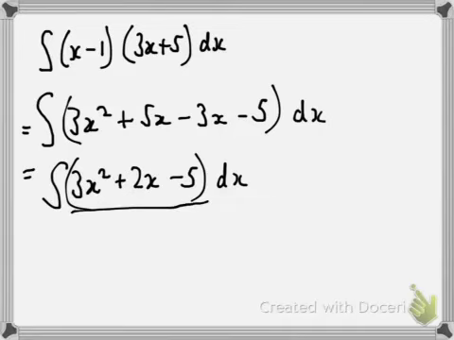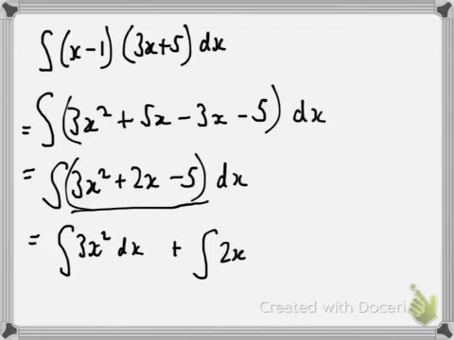So here we get the antiderivative of each piece of this separately. So effectively what we've got is the integral of 3x squared dx plus the integral of 2x dx minus the integral of 5 dx. And here is where I want to introduce you to a new rule. So I'm going to copy this to the next slide.